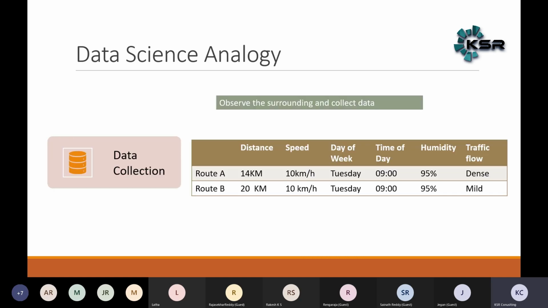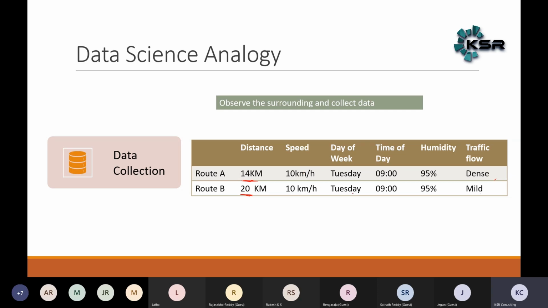While collecting the data by observing our surroundings, in front of him there are two routes, route A and route B. Route A's distance is 14 kilometers. Route B is 20 kilometers. On both routes the average speed is 10 kilometers per hour. Day of the week is Tuesday early morning, time 9 a.m., humidity 94%, traffic flow is dense and mild. We have also collected other information such as type of vehicle and color of vehicle.